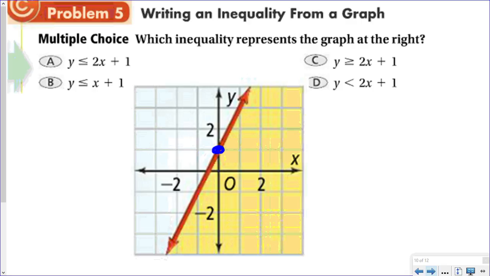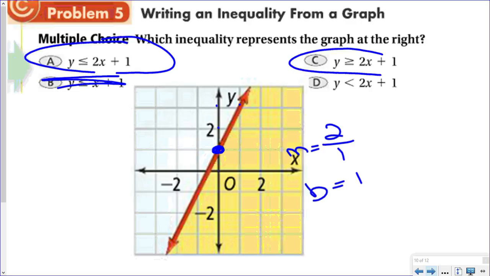Also on this one, your slope is up 2 over 1. So our m is 2 over 1, and our b is 1. That should help out a little bit too. Okay, so it's definitely not letter B. Scratch that one out. And how about our solid line versus dotted line? It's a solid line, so that means it has to be A or C. It's got to be one of these two.